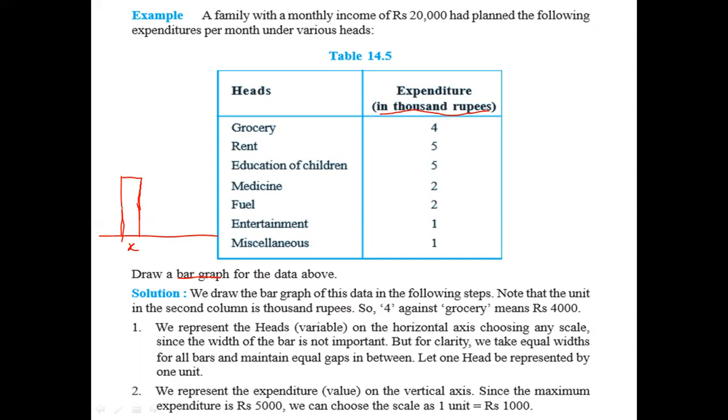So this distance is called the width. This distance is called the width. So we have another bar of different height. Here also the width has to be the same, just so that it becomes uniform.